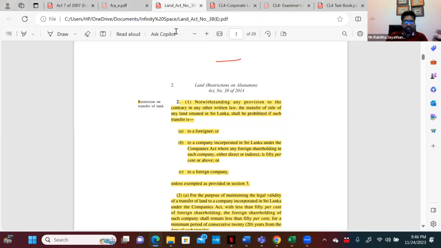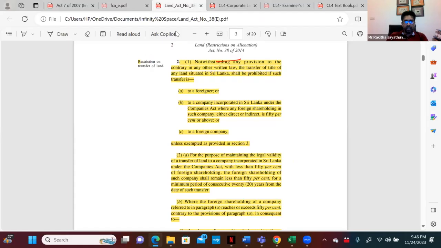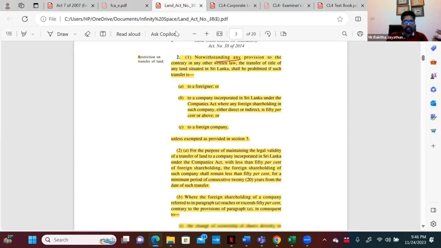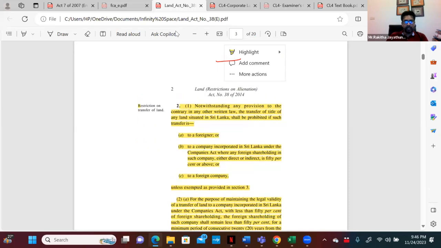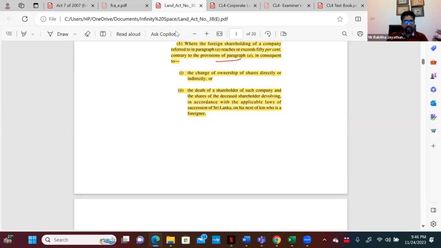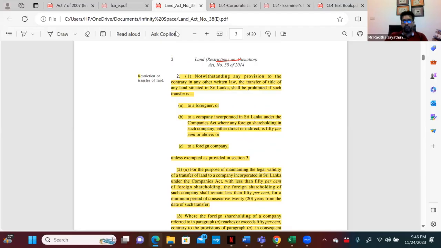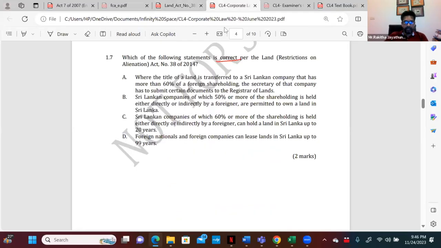Please go through section 2 of the Land Restrictions on Alienation Act. Section 2 is an important section. So the answer is here actually. So please go through section 2 carefully. Now I will give you the answer. Where the title of a land... Now the whole purpose of this section is to restrict foreigners from acquiring properties in Sri Lanka.